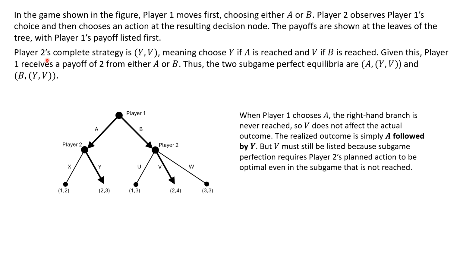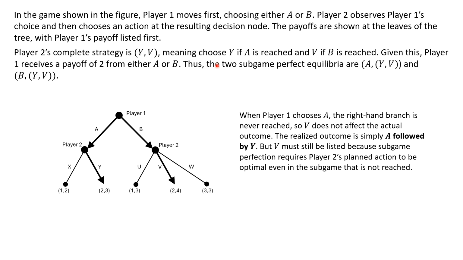Player 2's complete strategy is Y, V. And why is that? Well, if player 1 goes with A, player 2 goes with Y because 3 is bigger than 2. And in this case, player 2 would go with V because 4 is bigger than 3. So that's why I have these both in a darker solid arrow. Given this, player 1 receives a payoff of 2 either from A or B. You notice there's a 2 here and a 2 here.